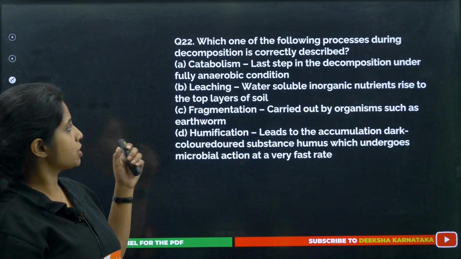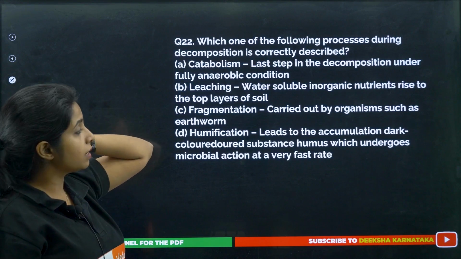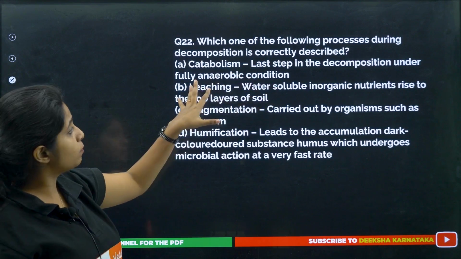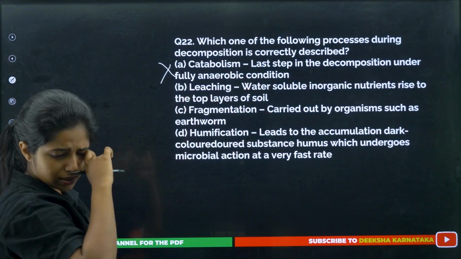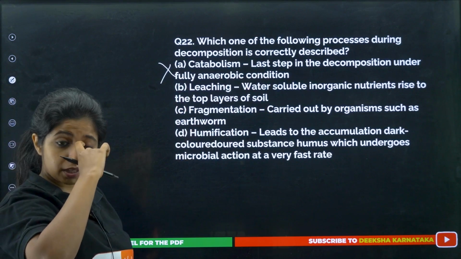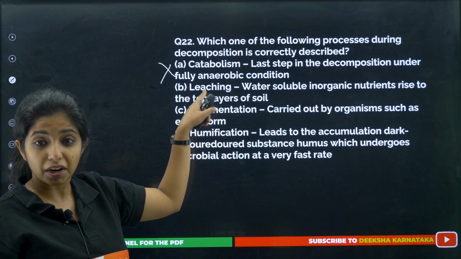Next question. Which one of the following processes during decomposition is correctly described? Catabolism, last step in the decomposition under fully anaerobic condition. No, it is just a breakdown of things. It's just a breakdown of organic things into inorganic things. It has nothing to do with last step and anaerobic condition.